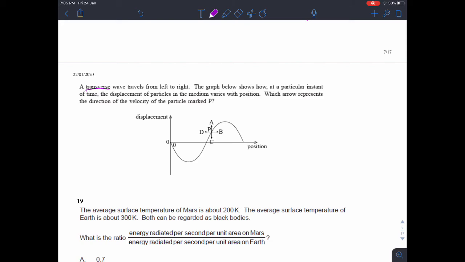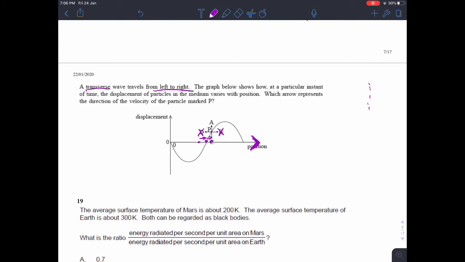So the wave seems to be traveling that way. It says, sorry, from left to right, so the wave is traveling that way. So the particles must move perpendicular to that, so it can't be B or D. So is it A or C? Well, if the wave is traveling this way towards the right, then soon this position will be here, and this position will be here, and so on. So it's moving that way.